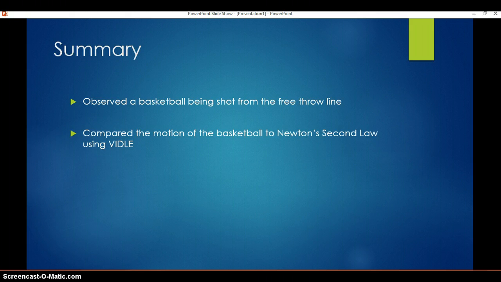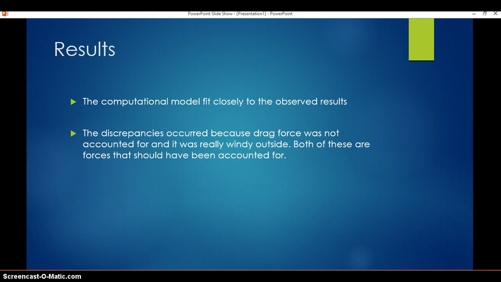In this lab, I observed a basketball being shot from the free throw line. In order to observe projectile motion, I compared the motion of the basketball to Newton's second law using VIDLE. The results of this lab were that the computational model fit closely to the observed results, but there were also some discrepancies between the graphs, and these were due to the fact that I did not account for drag force and other external forces that were acting on the ball, such as the wind.